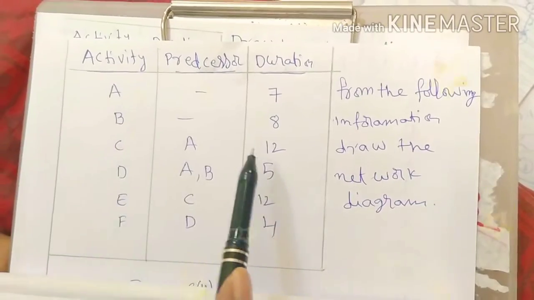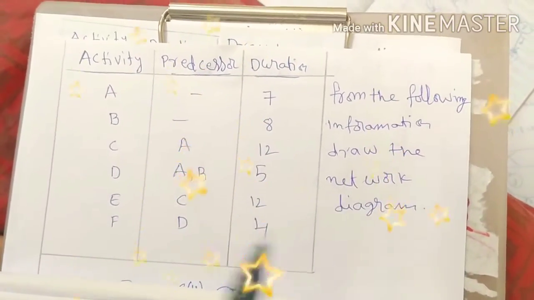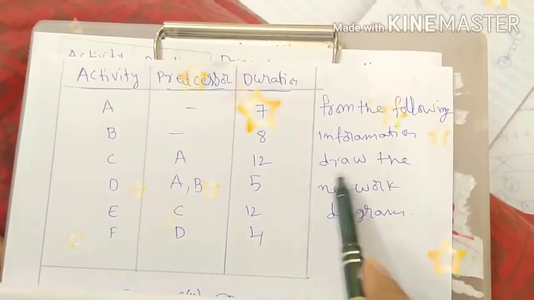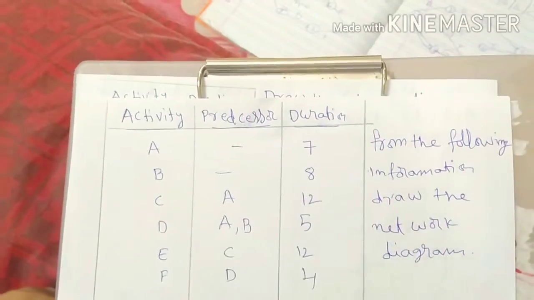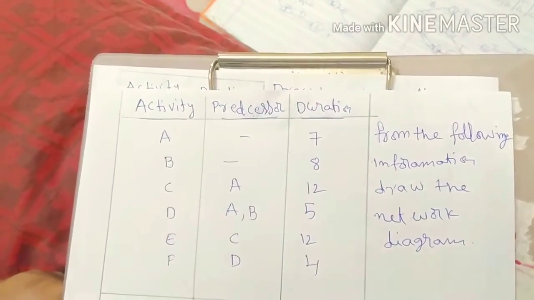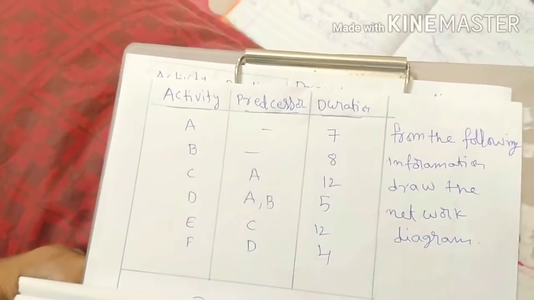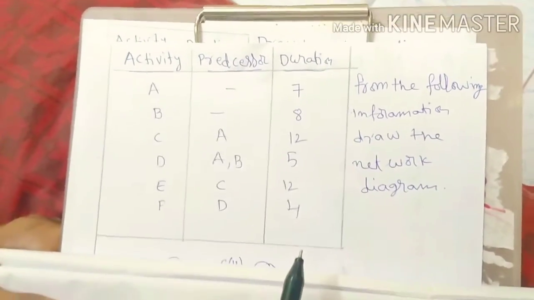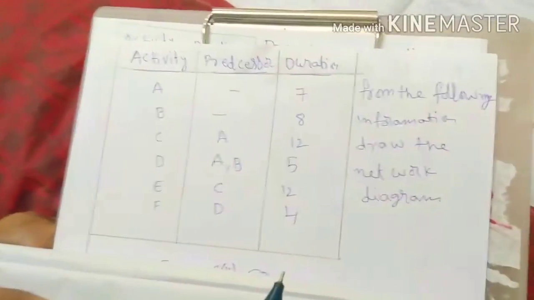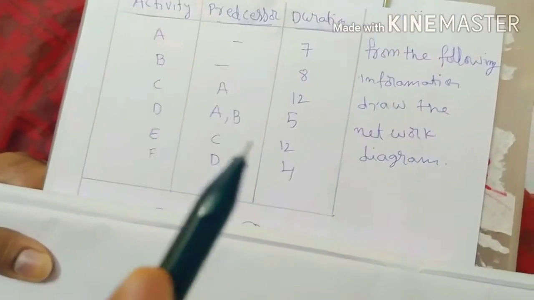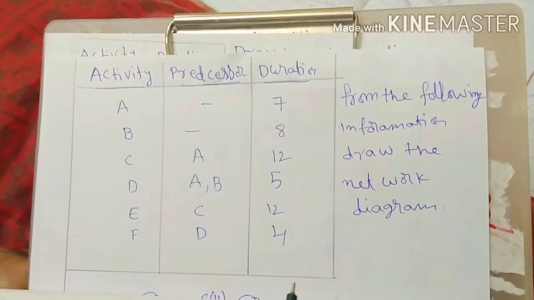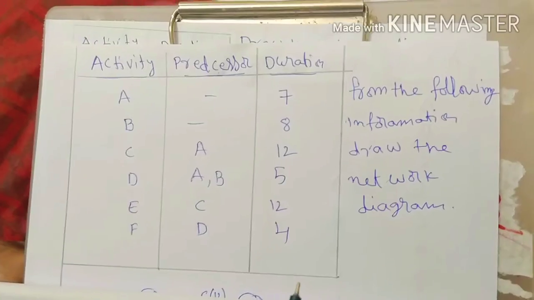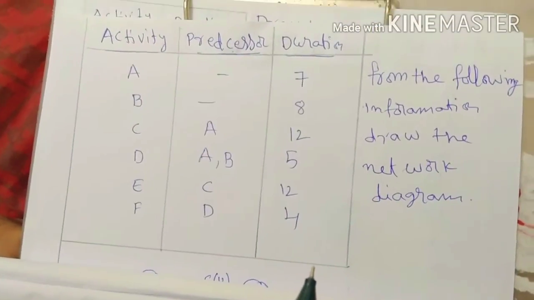So this is the network diagram problem. From the following information, draw the network diagram. This is the information. They have given the activity, predecessor, duration. So based on this, we need to draw the network diagram. Already in the earlier video, we have discussed the different methods, that means the rules and regulations of drawing the network diagram. With the help of the same rules and regulations, now we are going to do it.